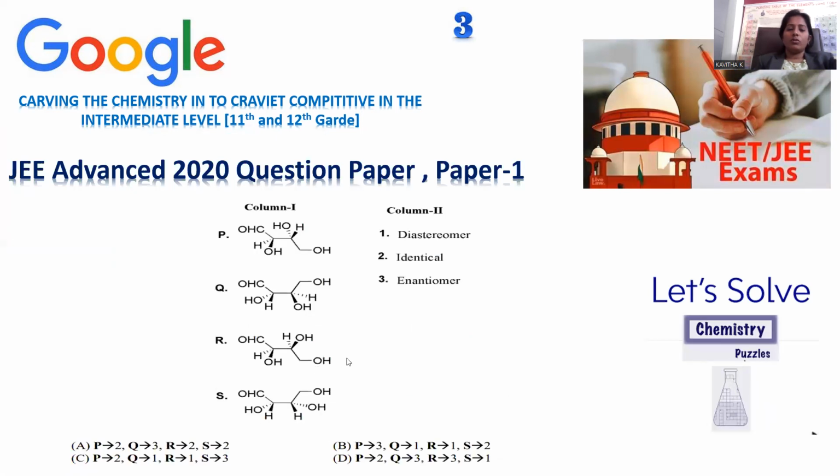If we know how to convert these Sawhorse projections into Fischer, then only is it possible to draw the relation between these projections, whether diastereomer, identical or enantiomeric. For that purpose, we have to understand what the diastereomer relation is exactly, what is meant by an identical molecule, and what an enantiomer is. If the entire concepts are known to you, then only can we answer such complicated questions. For question number 3, option C will be the correct answer.